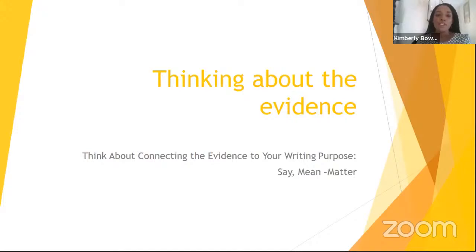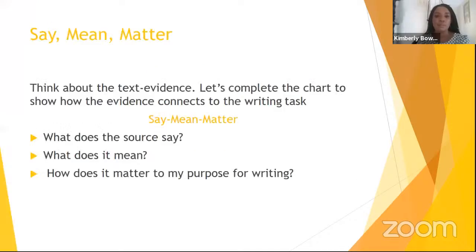Once we have organized our evidence, we are going to be thinking about our evidence, to say, what did I read just now? How does it matter to what I'm writing? Or what does it mean in my own words? We can do that with the same mean matter chart. Let's look at the same mean matter table.